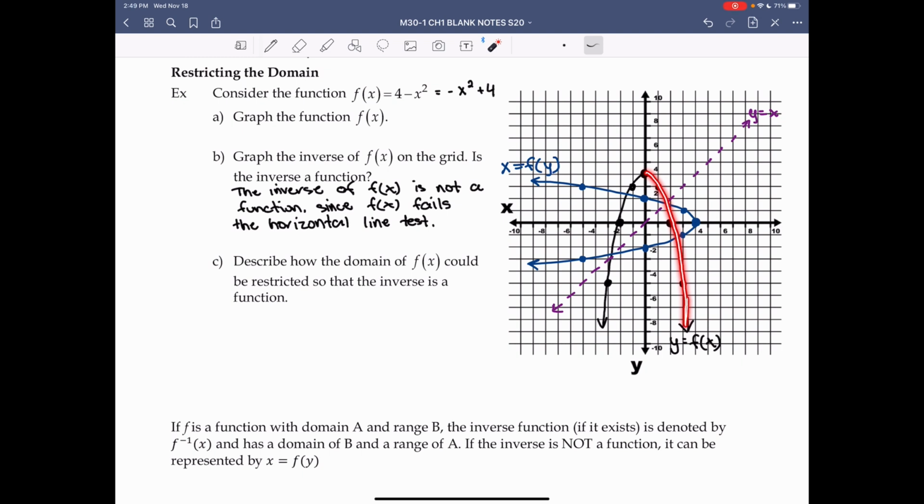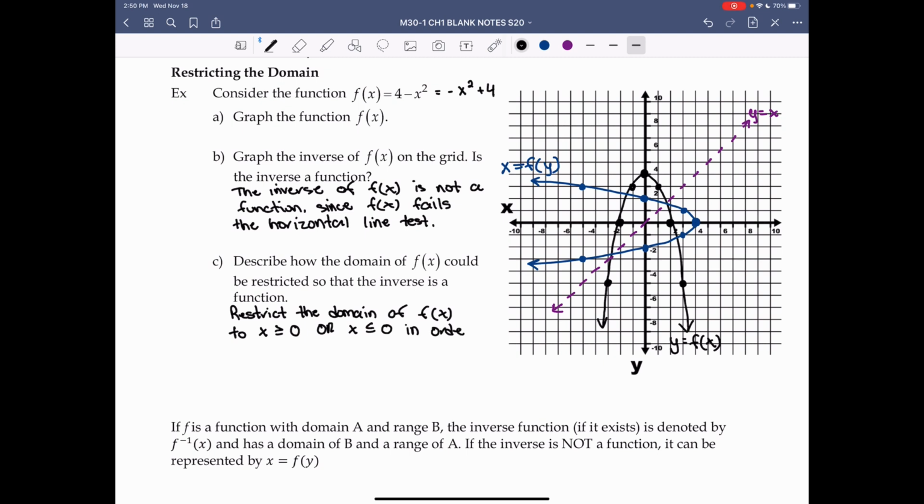Because if we just had one side, then if we did the horizontal line test, we would pass the horizontal line test. So restrict the domain of f of x to x has to be greater than or equal to the axis of symmetry, which is x equals 0. So x is greater than or equal to 0. Or we could do x has to be less than or equal to that value.